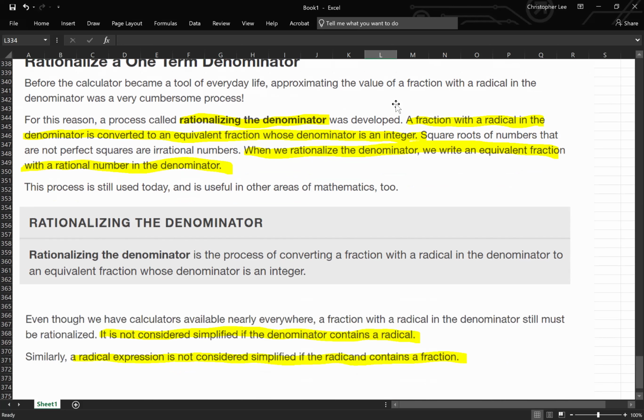Long story short, it's illegal to have radicals in your denominator. So we can't have that. So we have to rationalize them. That's what we're talking about here. All right. Even though we have calculators available nearly everywhere, a fraction with a radical in the denominator still must be rationalized. It is not considered simplified if the denominator contains a radical. Similarly, a radical expression is not considered simplified if the radicand contains a fraction.